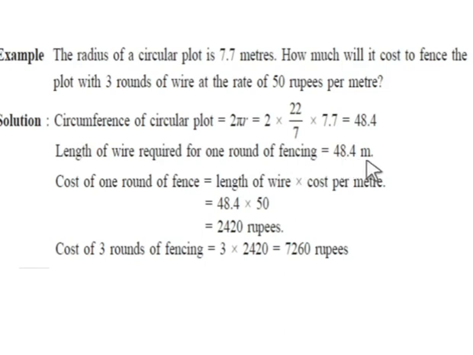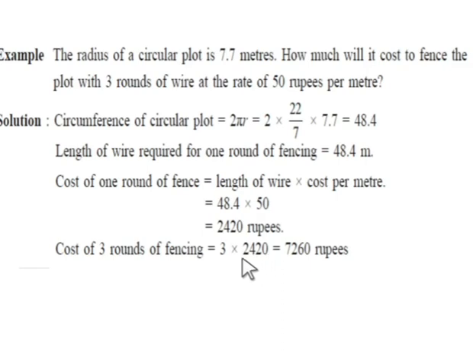Now as this is the wire required for 1 round, we will first find the cost of 1 round of fence, that is length of the wire required for 1 round multiplied by cost per meter. So as you multiply, cost of 1 meter of wire is 50 rupees. So we will multiply the wire required in 1 round with the cost of 1 meter. You will get the cost of wire for 1 round of fence. It is 2420 rupees.